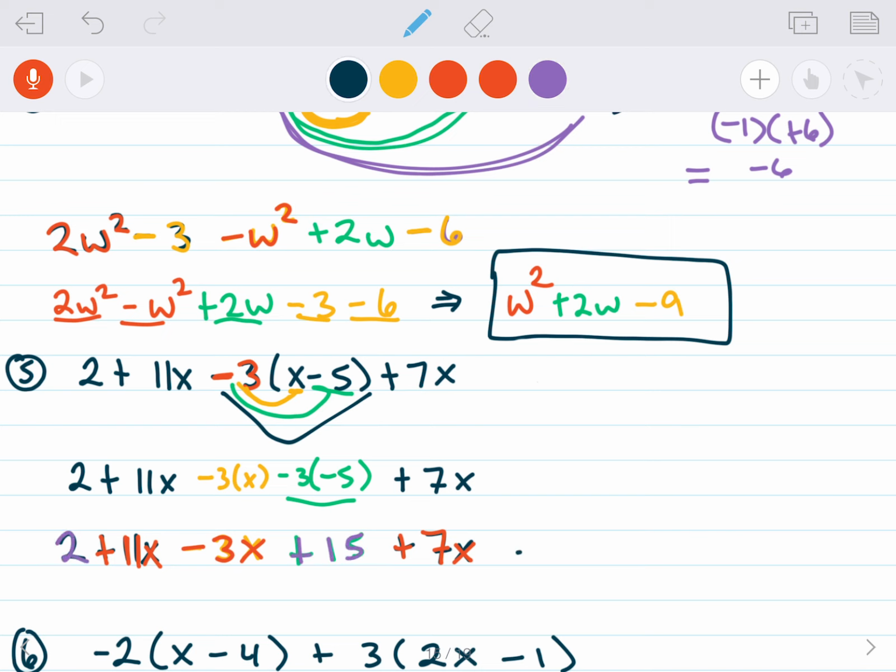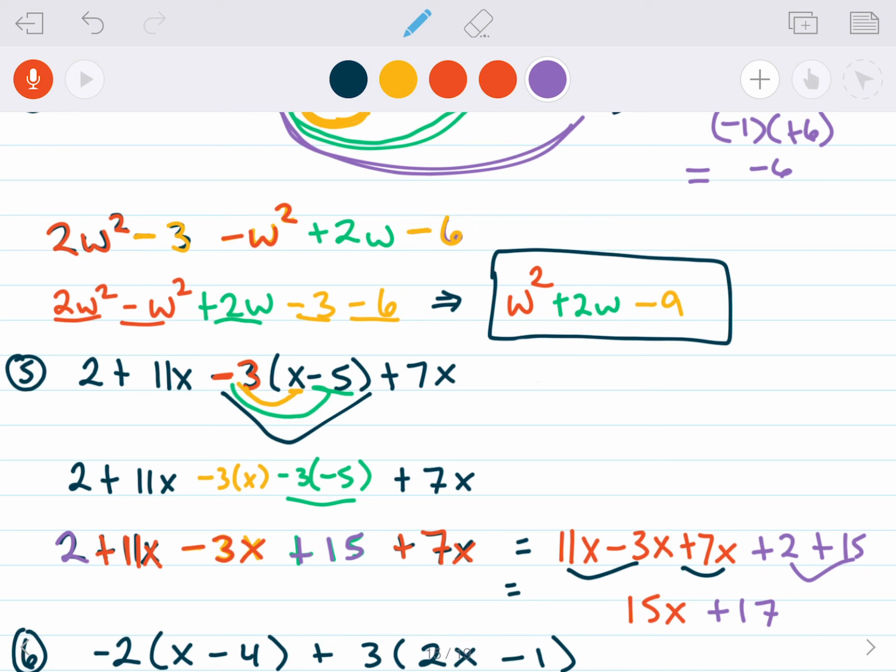So if I want to, I can rearrange so that my like terms are all next to each other. 11x minus 3x, positive 7x, and then a positive 2. Remember, it's positive because that plus isn't written in the front, but it's still positive. Positive 2, positive 15. Combine these like terms. 11 minus 3 is 8. 8 plus 7 is 15. And then 2 plus 15 is 17. Positive 17. And that's it. We're done.